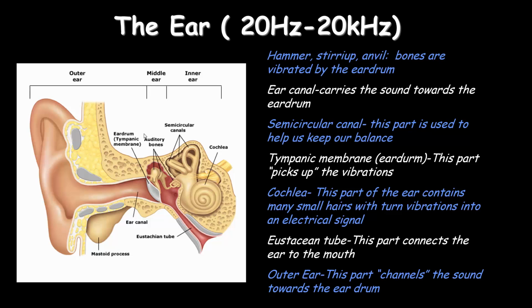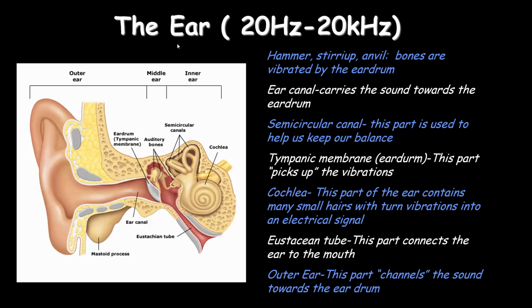The semicircular canals, again, deal with balance, and the eustachian tube is just a tube that, if your ear gets clogged due to a sinus infection, this is the area of your ear that's getting clogged. Okay? All right, so that is basically the ear.